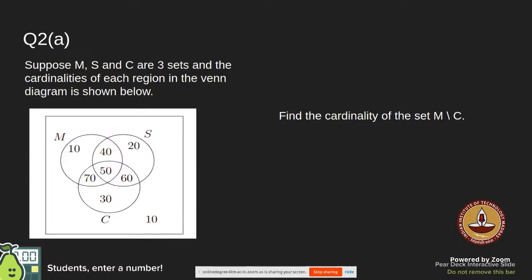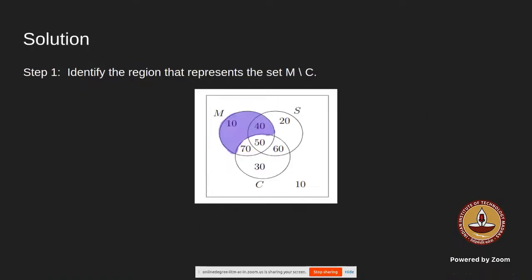Now we want to find the cardinality of M minus C. 50. Right. So which region do I have to delete? I have to delete this 70 and 50, the intersection between M and C. Exactly. So only what is inside M but not in C, that is 40 plus 10. That is 50. So the cardinality of M minus C is 50. Is it clear? Yes, sir. So this region is basically M minus C.